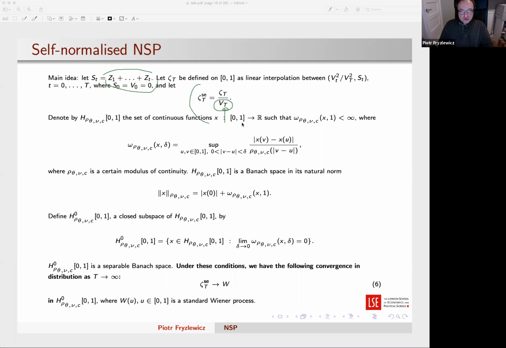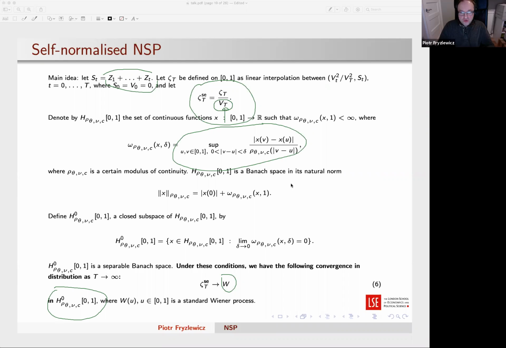Now this process, it's not as simple as this. It's almost this process, this linear interpolation. I'll spare you the details. It's even more interesting than this. But let's say it's this process that converges to the Wiener process. You won't be surprised to hear this. This is, I would say, standard. But it converges in this special function space H0, which is not a Hilbert space. It's a certain Banach space, with a norm which is given by this.